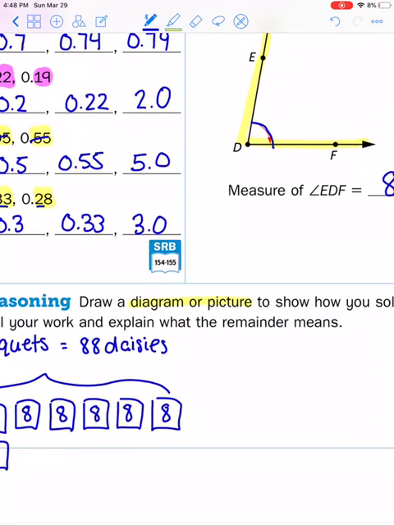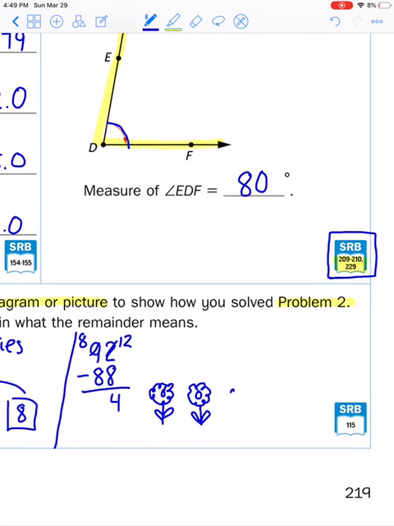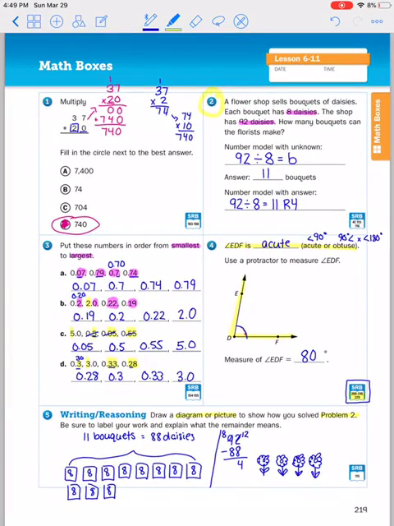Now remember, he has 92 daisies, so minus 88. 12 minus 8 is 4. So he has 4 daisies left over that he can't put in a bouquet because it's not enough. He needs to have 8. So he would need 4 more. So this shows that it's 11 bouquets with a remainder of 4 daisies.